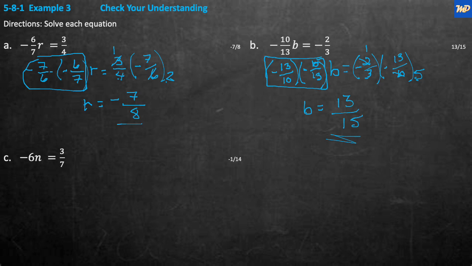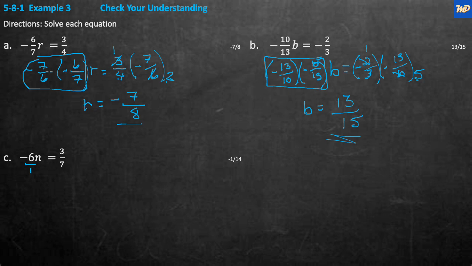Negative 6n times 3/7. Well, we have to get rid of the negative 6 because we need the n by itself. In order to do that, we have to multiply by the reciprocal of negative 6. And what is the reciprocal of negative 6? Well, we know that any number like this can be written over 1, and I'm just writing this under the 6 right there.